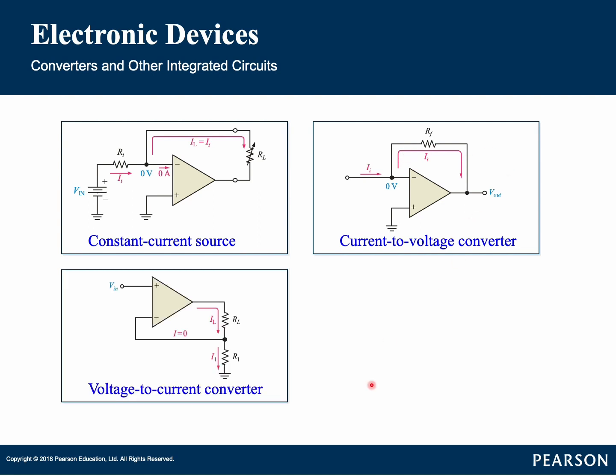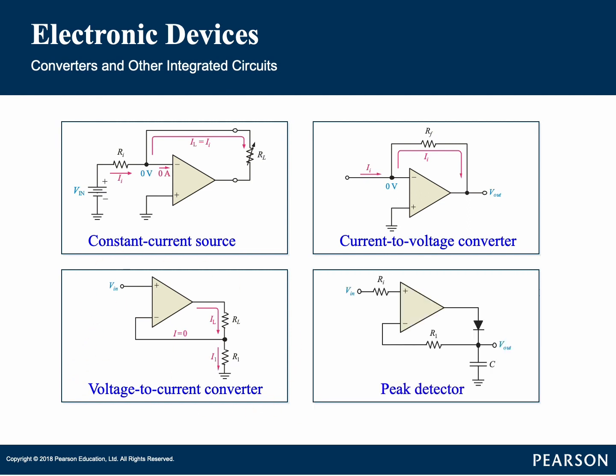Next is the voltage to current converter, as shown in this figure. And last but not least, the peak detector. In this case, the op-amp is used as the comparator. This circuit is used to detect the peak of the input voltage and store that peak voltage on a capacitor. For example, this circuit can be used to detect and store the maximum of a voltage surge. This value can then be measured at the output with a voltmeter or recording device.